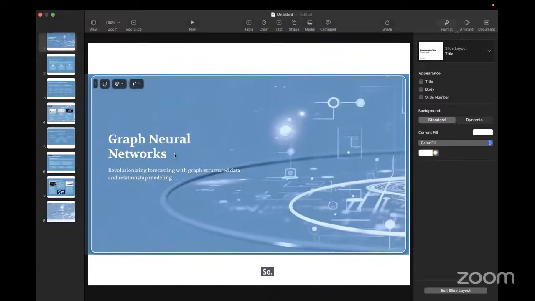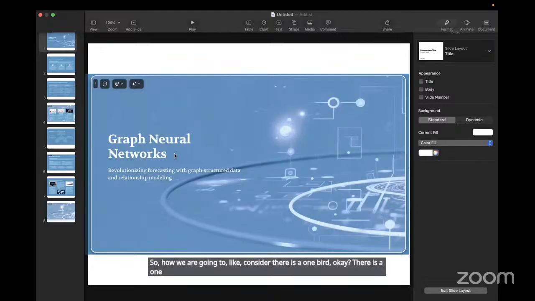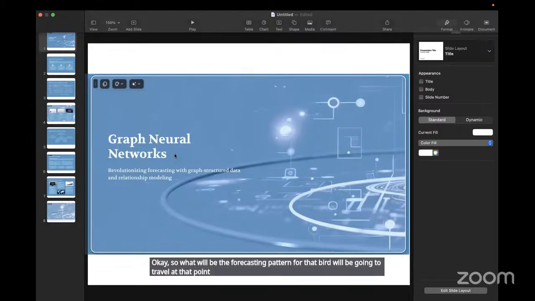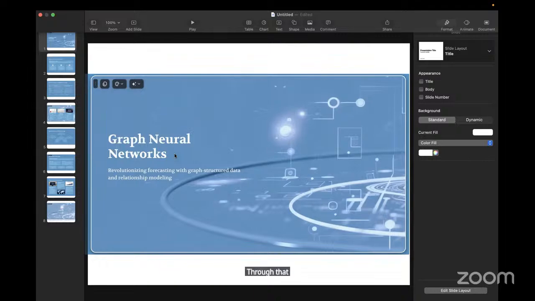So how are we going to handle this? Consider there is one bird, okay, which is going to travel around the globe. So what will be the forecasting pattern for that bird, at what point or some specific point, at what time? Through that, there will be some kind of pattern or network we are going to build. Through that, we are going to do the forecasting.